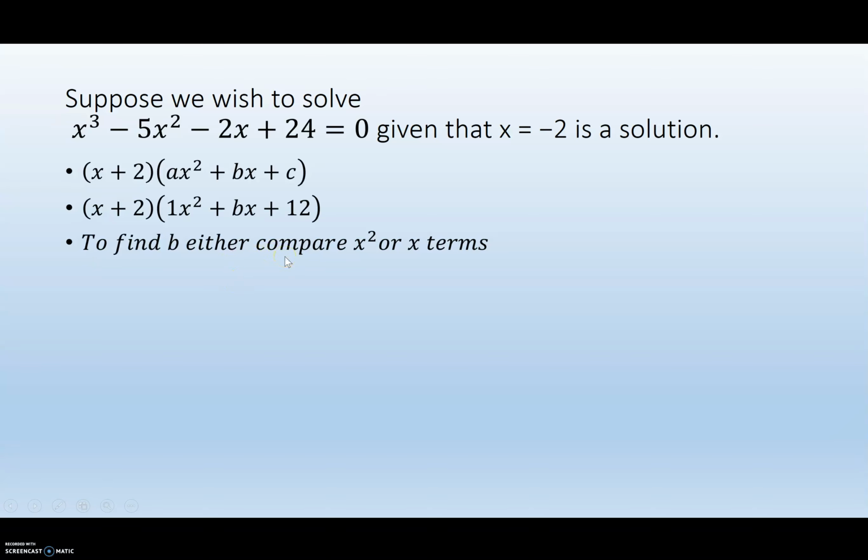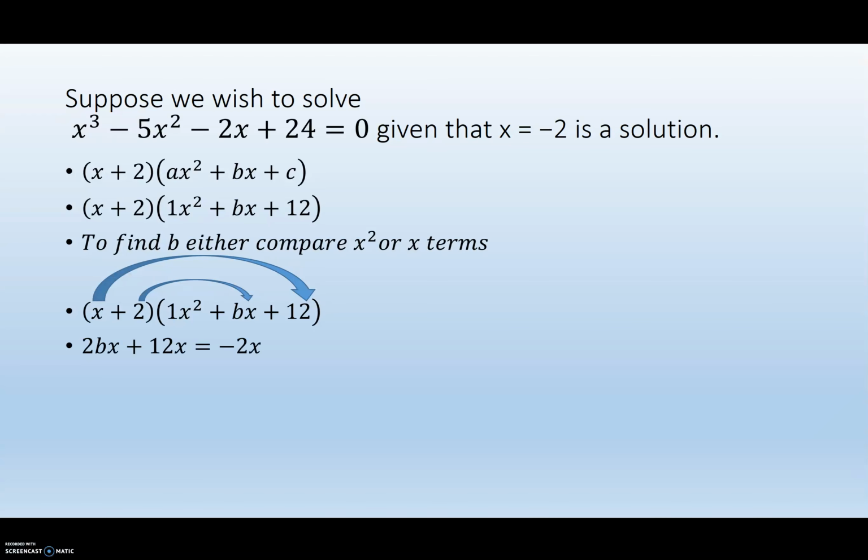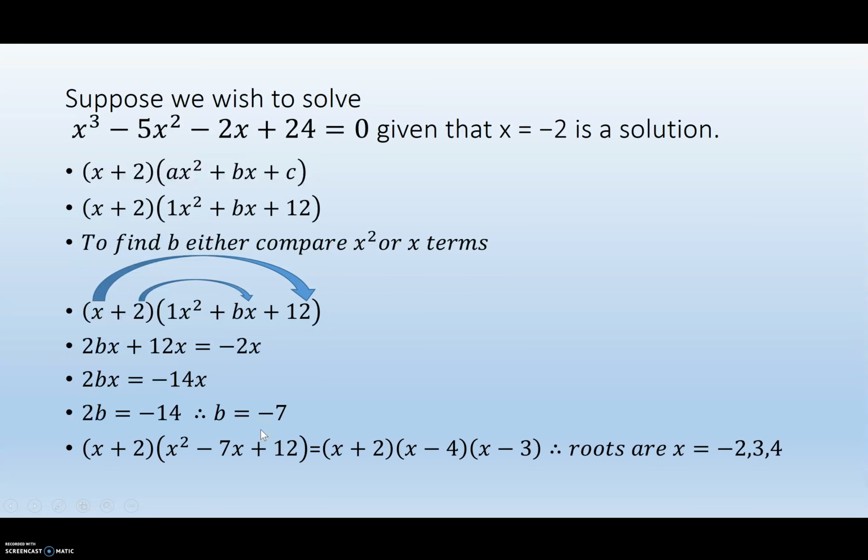So you either compare with the x squared or the x term. Let me show you here. If you compare with the x terms, 2 times bx gives you 2bx, and x times 12 gives you 12x. That should be compared with the x term in the given equation, which is minus 2x. If we take only the coefficients, 2b plus 12 equals minus 2, so 2b equals minus 14, and then we get the value of b as minus 7.